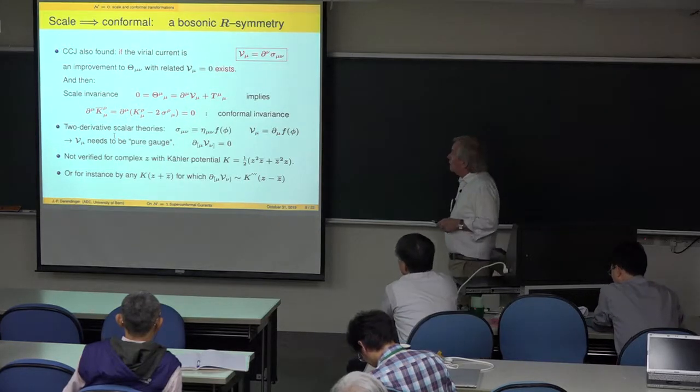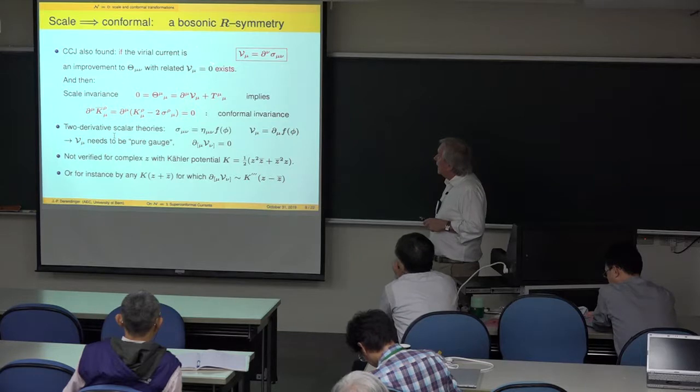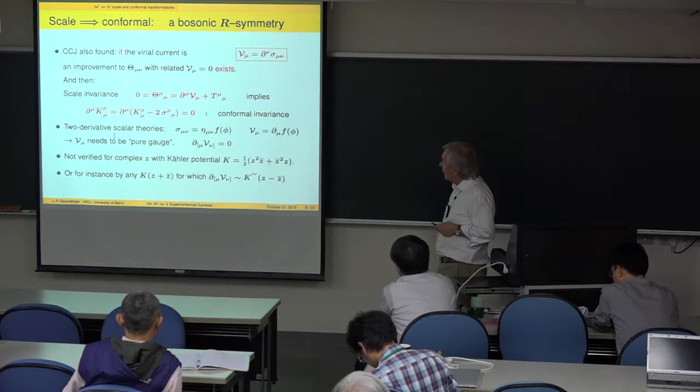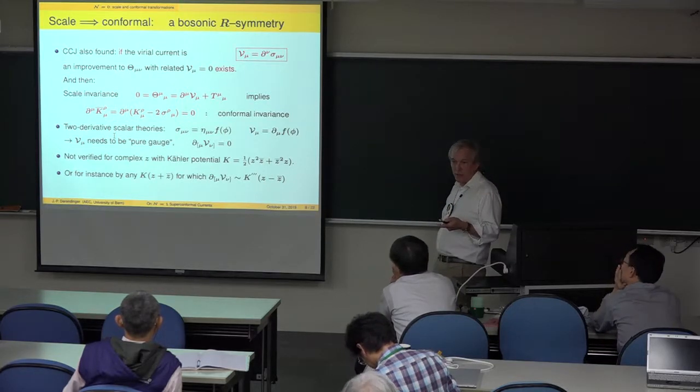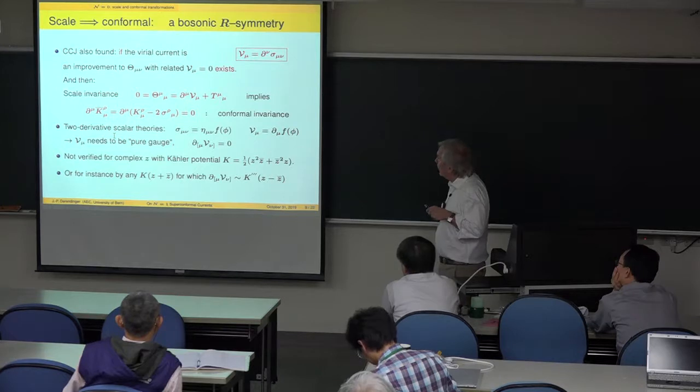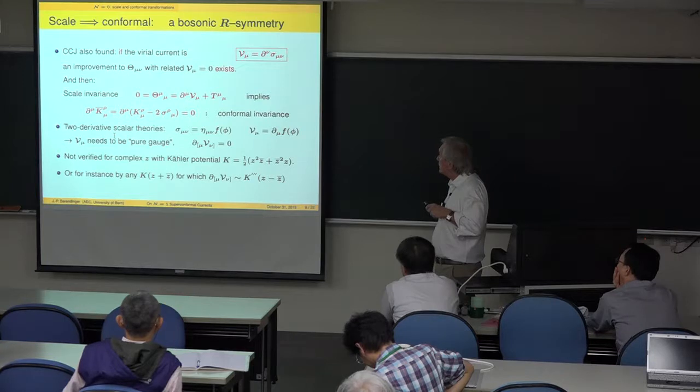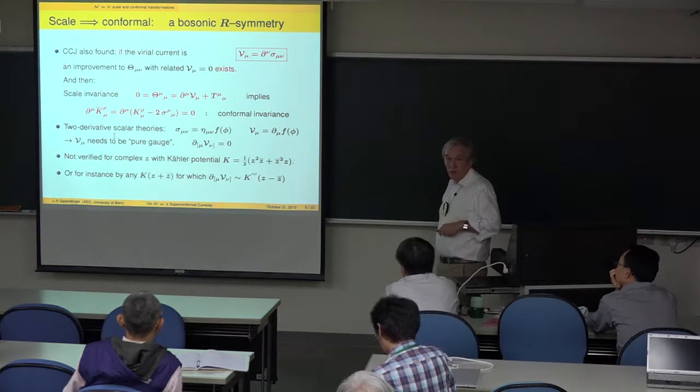Now, CCJ also analyzed the question: when does such a CCJ tensor exist? And they figured out that there is a condition to apply on the virial current in such a way that one can, by an improvement, eliminate the virial current. And what they write is that V should be a derivative of some 2-index tensor, off-shell, made of off-shell fields here. Of course, the anti-symmetric part would be a triviality, but the symmetric part is the important part here.